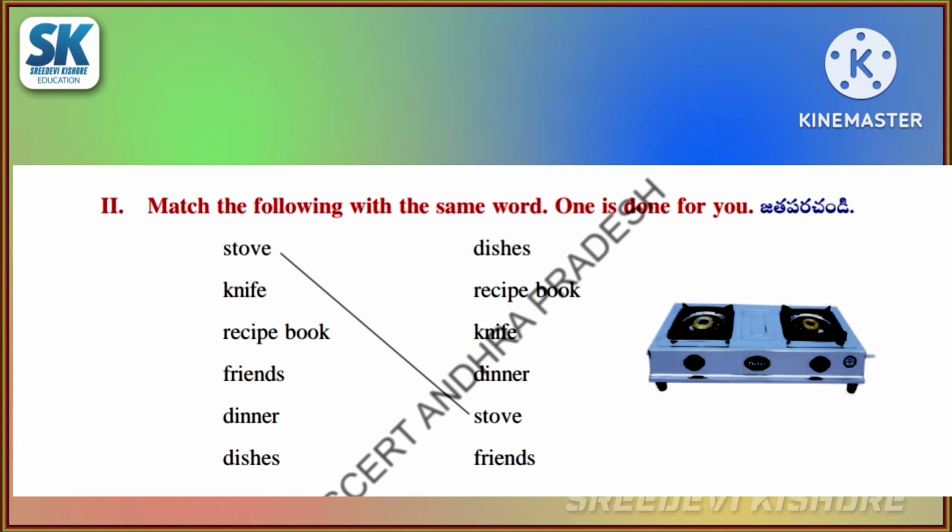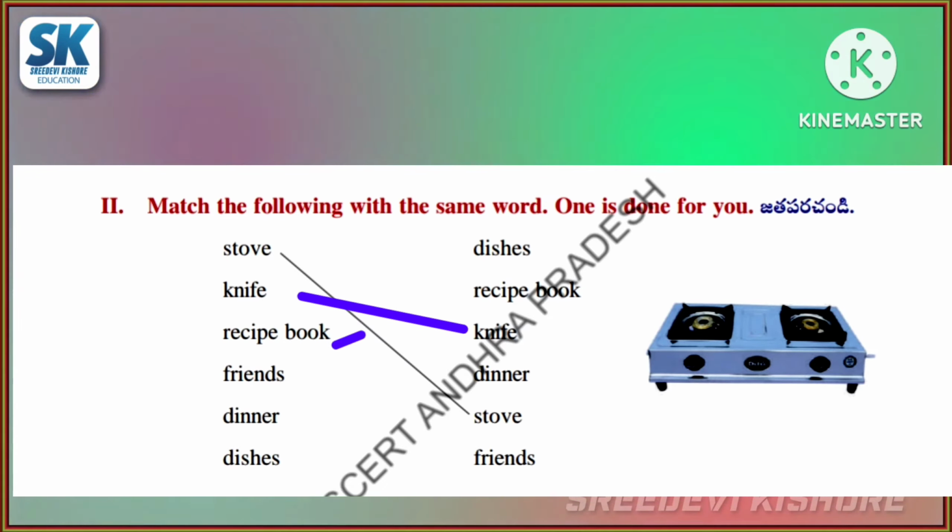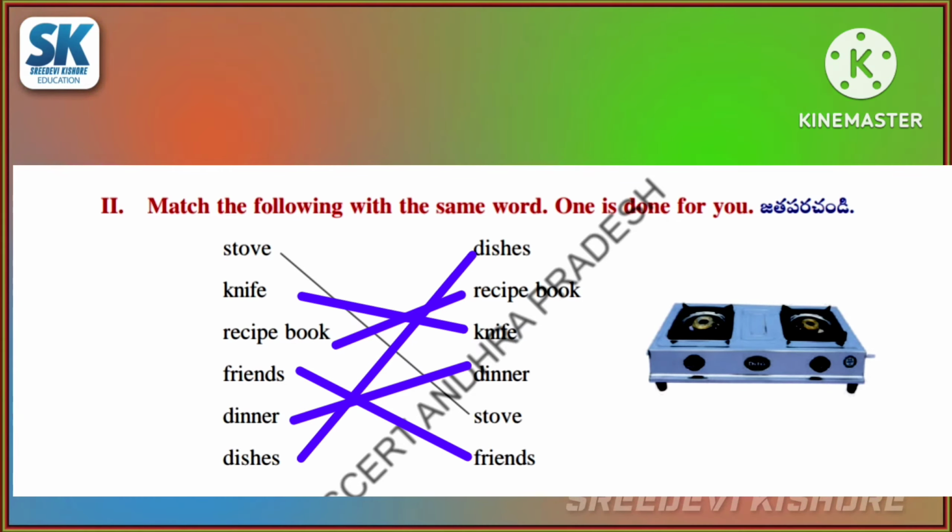Match the following with the same word. One is done for you. Stove, stove. Knife, knife. Recipe book, recipe book. Friends, friends. Dinner, dinner. Dishes, dishes.